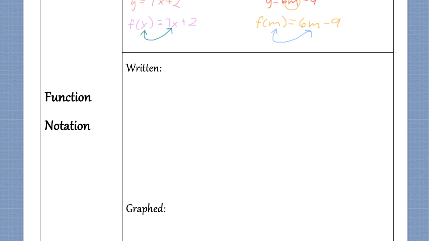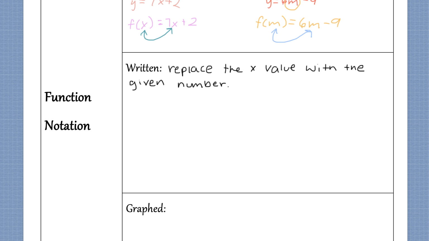To solve an equation that is in function notation, you have to replace the x value with the given number. If we have this example over here, it says f of x is equal to 7x plus 2, and it wants us to find f of 6. The way we would do this is we would take the x value over here and plug it in everywhere that we see x in the equation it wants us to solve for, which is the equation above.